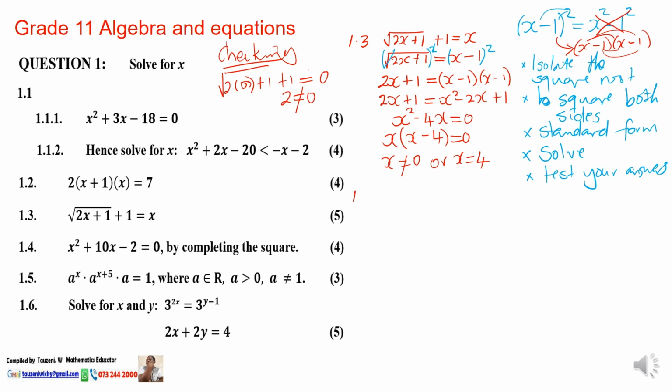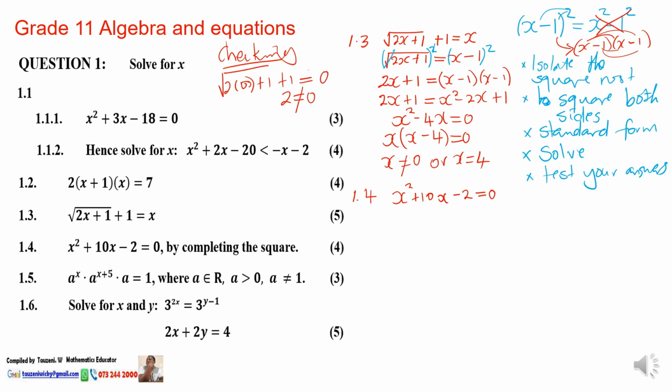Number 1.4. I want to solve this equation. This instruction says solve the equation x squared plus 10x minus 2 using completing the square. Solve by completing the square. This one is not a very common question, but completing the square itself, we need to understand it, because it is applicable in functions and other sections of algebra. So how do I solve an equation using the method of completing the square?